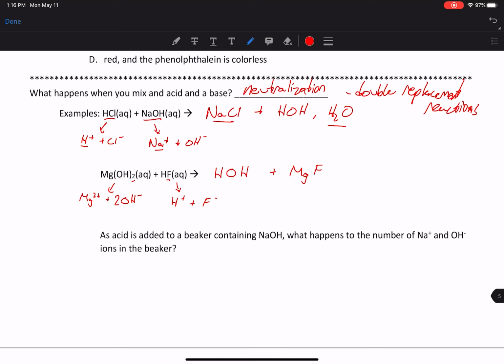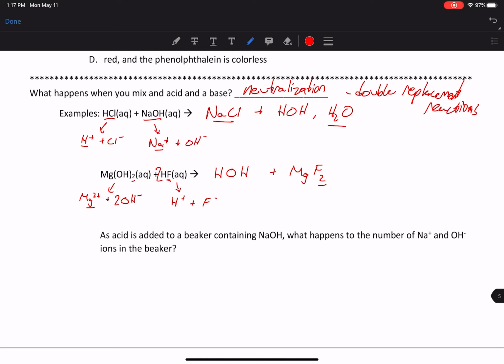Now, remember, your charges do want to stay neutral. So Mg has a 2+ charge, and F has a 1- charge. So in order to make those equal 0, we need 2 fluorines to make those charges add up to 0. Now, this is not balanced, so in order to balance it, we have 2 fluorines on the right side, only 1 fluorine on the left. So I'm going to put a 2 in front of that HF.